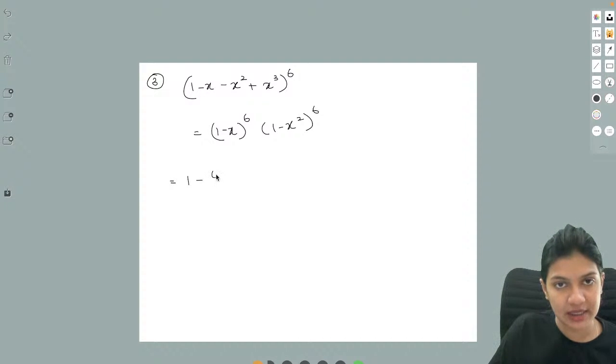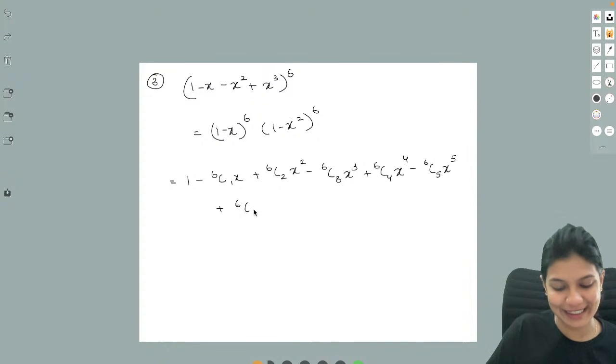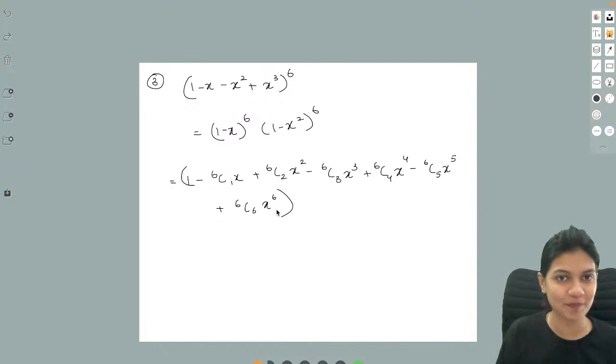1 minus 6c1 x plus 6c2 x square minus 6c3 x cube, plus 6c4 x to the power 4 minus 6c5 x to the power 5 plus 6c6 x to the power 6. These many terms will be there.